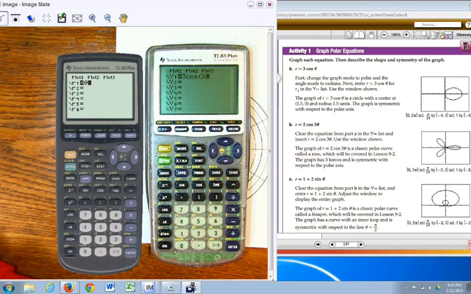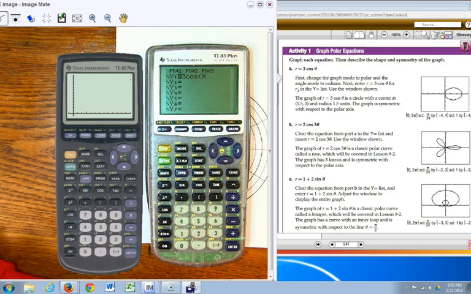So let's hit this one. 3 cosine theta. And this should plot nicely. Graph.